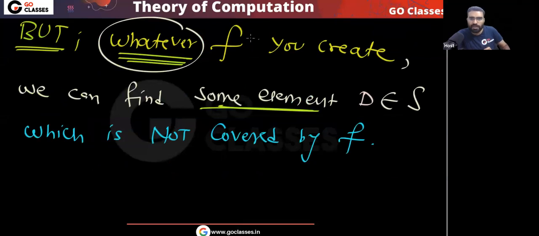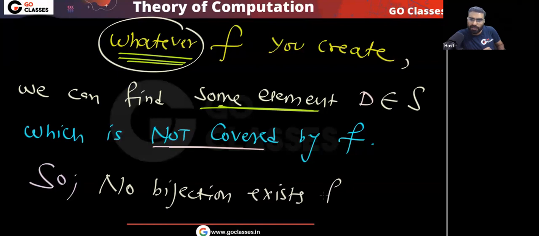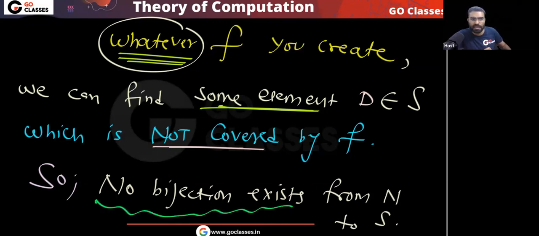Because remember, whatever F you create, whatever mapping you create, I can find some element which you did not cover. So I can say that no bijection exists from N to S. And because no bijection exists, S is uncountable. Very simple.